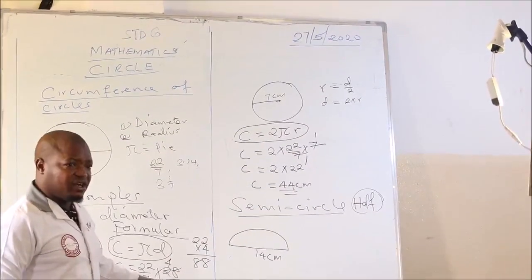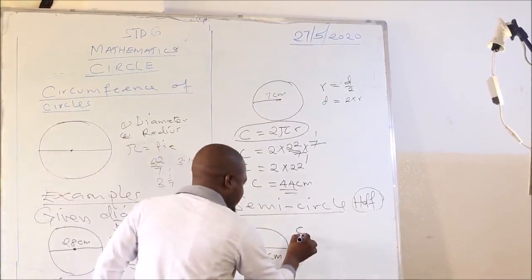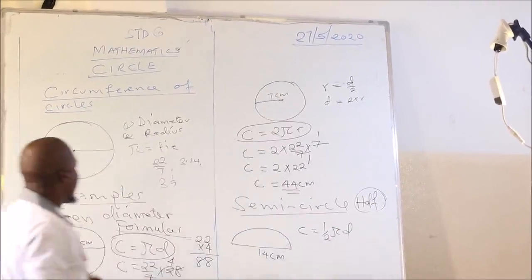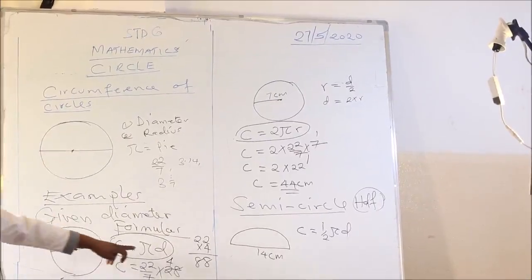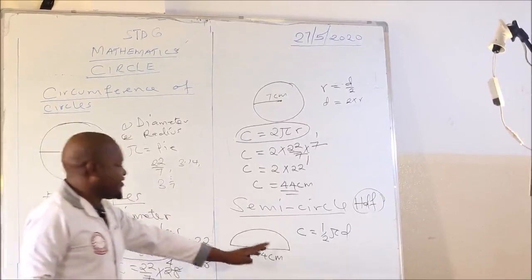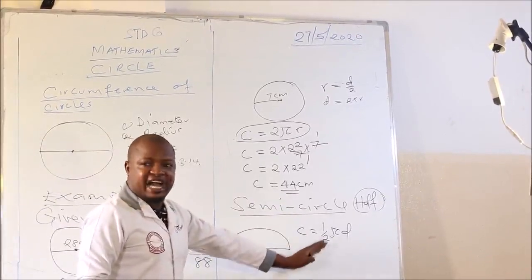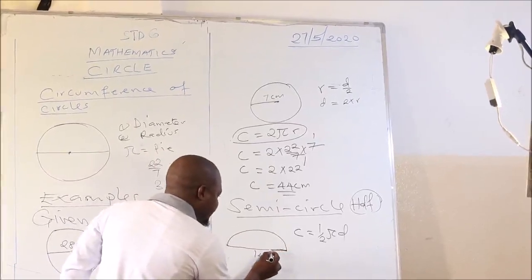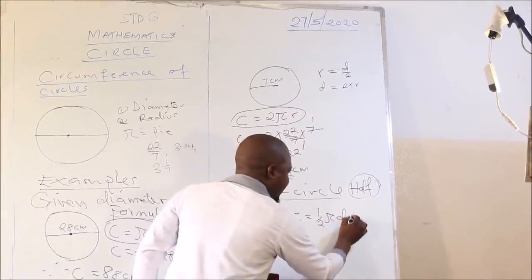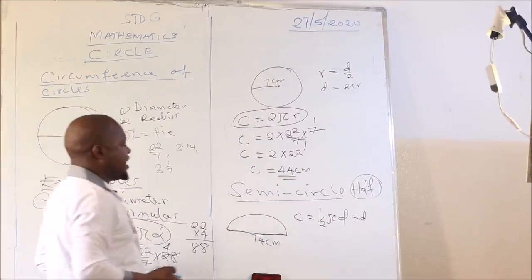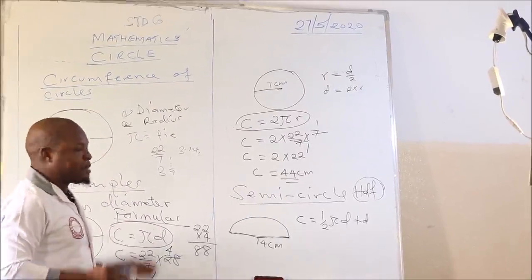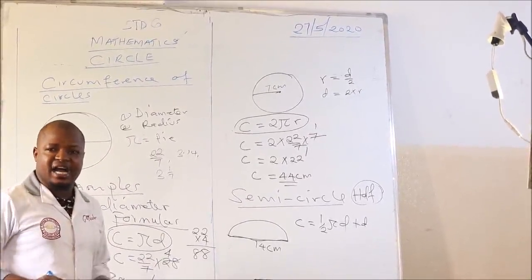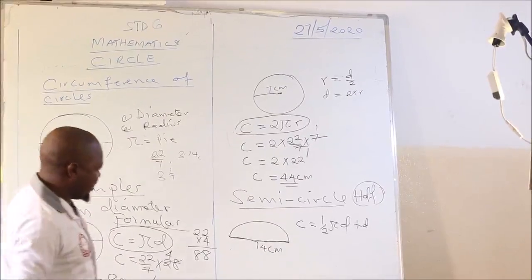So if it is a half circle, then circumference is equal to a half pi d. The circumference of a circle is pi d. So here we are having a half pi d. When we write a half pi d, we are covering the distance from here up to here. But because this is a full line here, then by the end of the day, we add d. So our formula becomes a half pi d plus d.